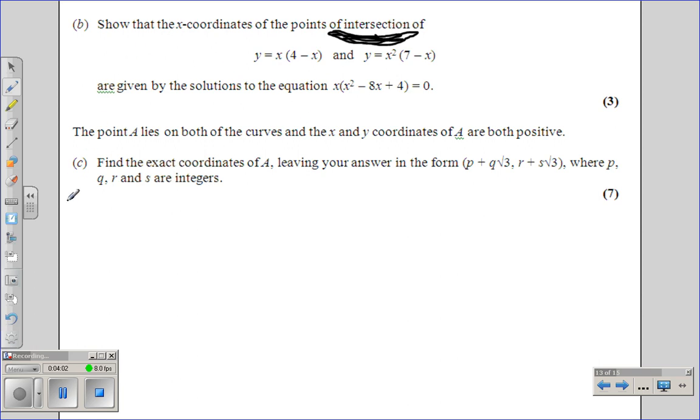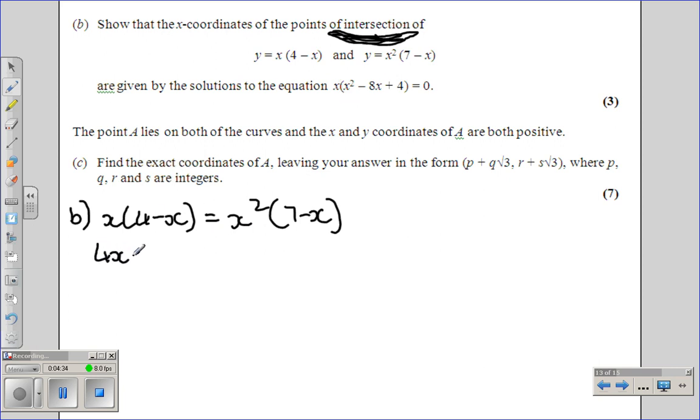So for part B, if we're solving these simultaneously, just substitution, because it's y equals that and y equals that, so we can write x(4 minus x) equals x squared(7 minus x). We should be able to rearrange this into this form here, and then I'm sure in the next part it asks us to solve that. Multiply everything out because there's just a common factor there, so we'll just times everything out. So we get 4x minus x squared equals 7x squared minus x cubed.